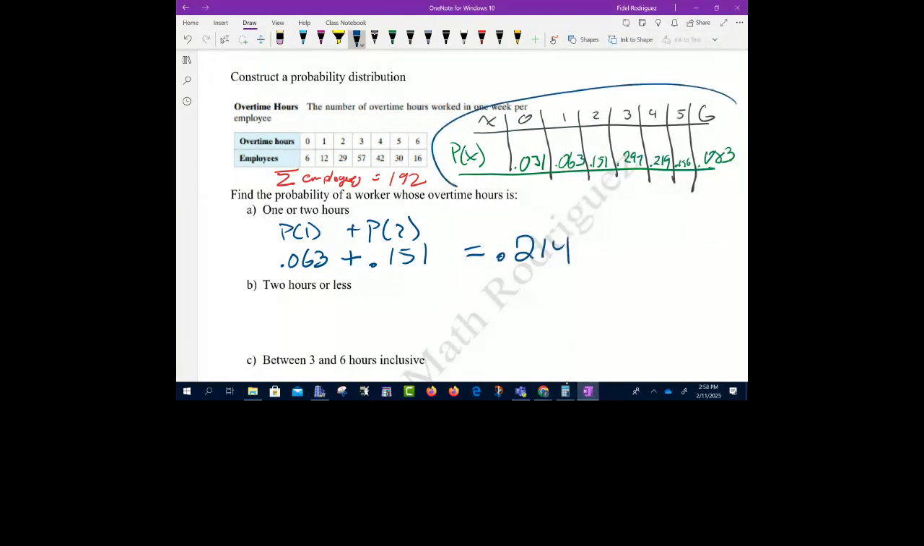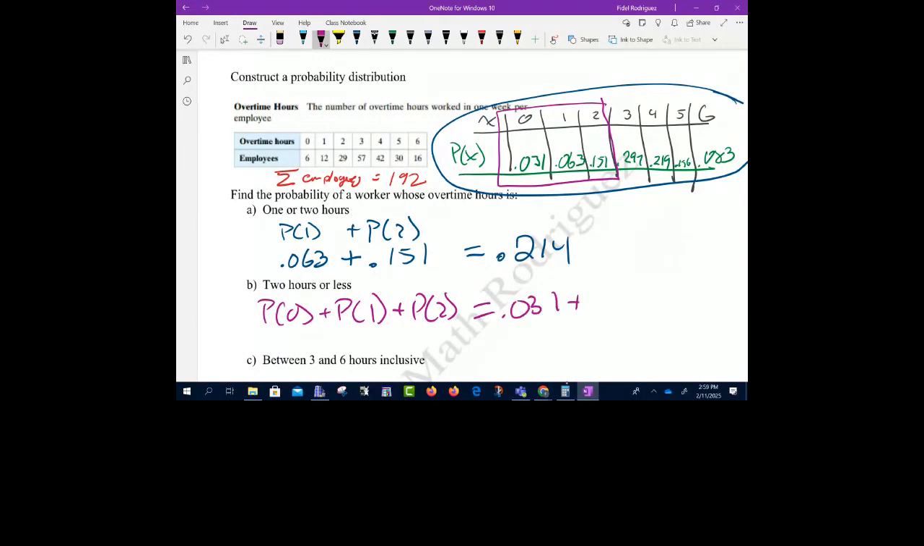Y'all, once I get this table, the rest of the questions become real easy breezy for me to do. Okay. 2 hours or less. So y'all, for 2 hours or less, we're going to look at the first 3 boxes, right? So probability of 0 plus probability of 1 plus probability of 2. Okay. 0.031, 0.063, 0.151.